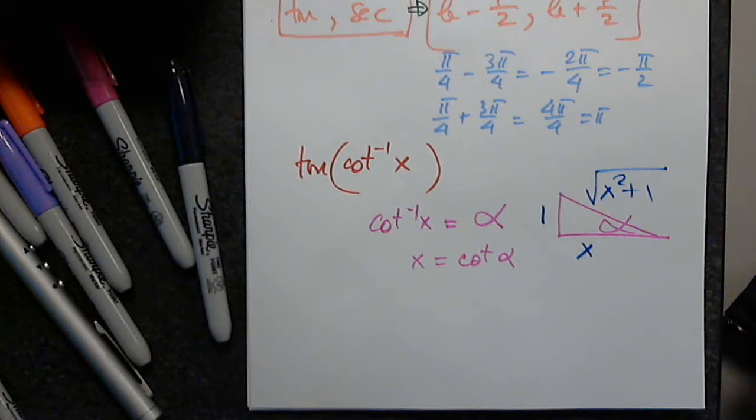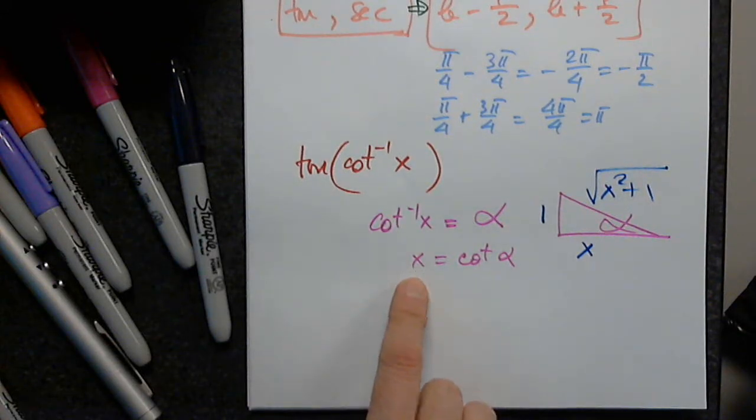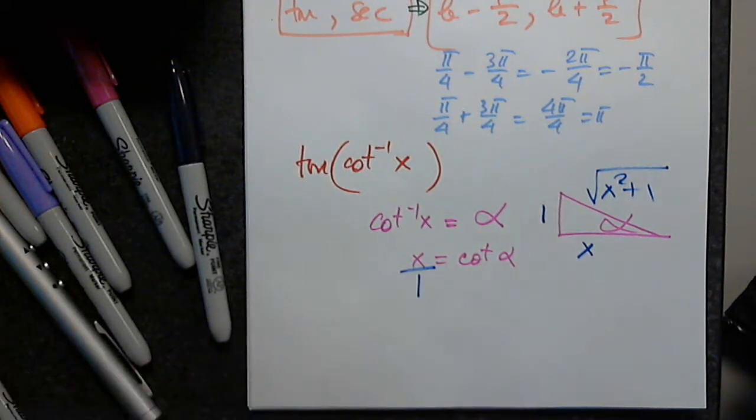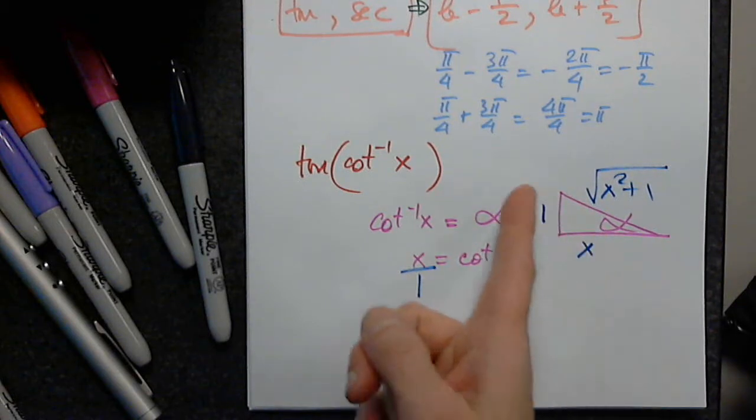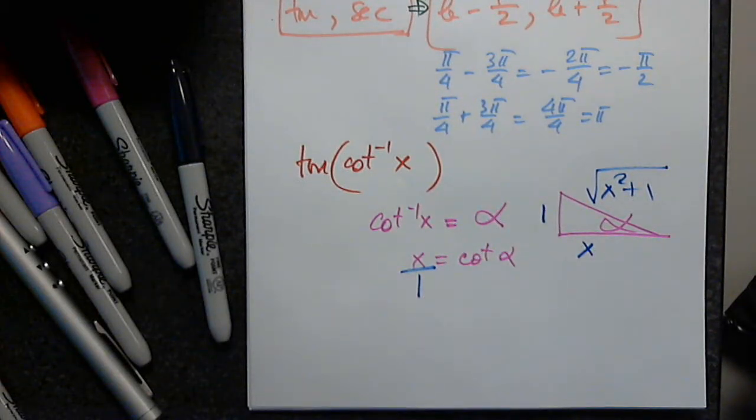Why is it? Say it again. Why is it 1 plus x? Because it's x over 1. It's a ratio. Isn't the hypotenuse 1? Cotangent is the adjacent over the opposite leg. Because tangent is the opposite over the adjacent leg. Cotangent is the adjacent leg over the opposite leg. Only sine and cosine involve the hypotenuse. Nothing else involves the hypotenuse.